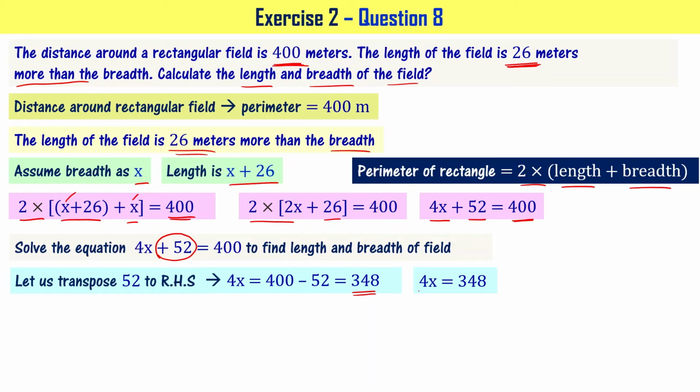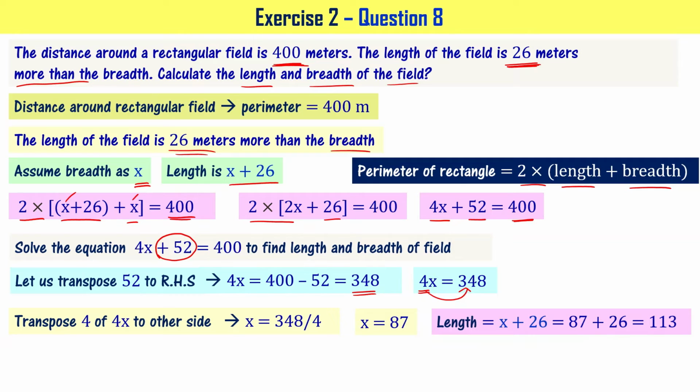Now let me transpose this 4 onto the other side. When you do that, it is going to divide 348, right? Now x equal to 348 divided by 4 is the equation. When you simplify it, you get x equal to 87. Got it? X is breadth, right? Breadth of the rectangular field is 87 meters.